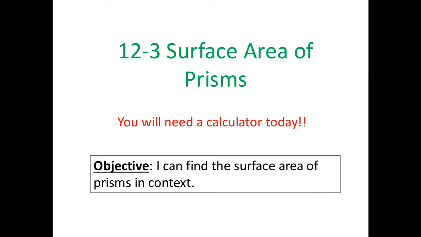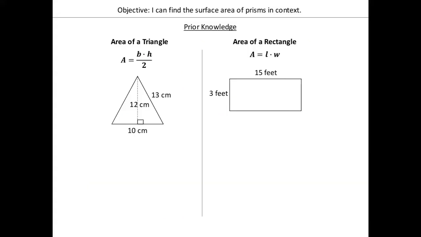All right, so again, prisms. Today we're going to be looking at how to find the surface area of prisms in context. But prisms, if you remember, have two bases. And we're going to be focusing on the surface area of the basic shapes like a triangle and a rectangle. And I think that's my next slide here.